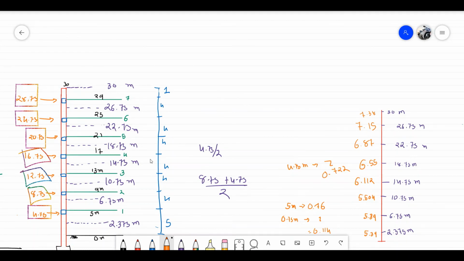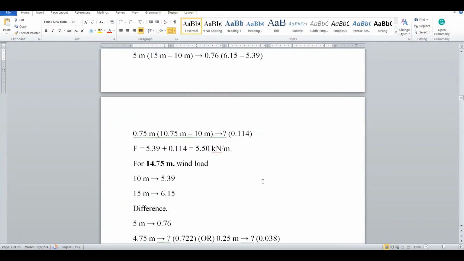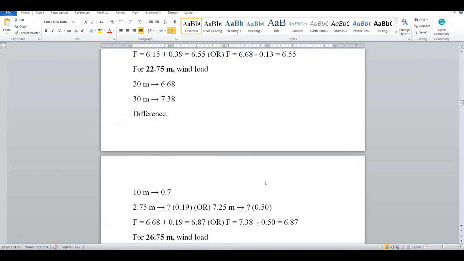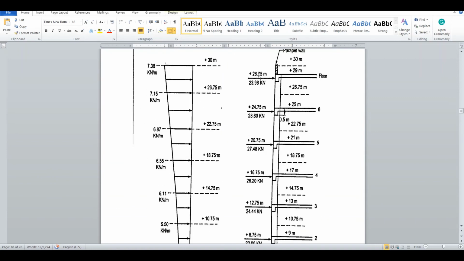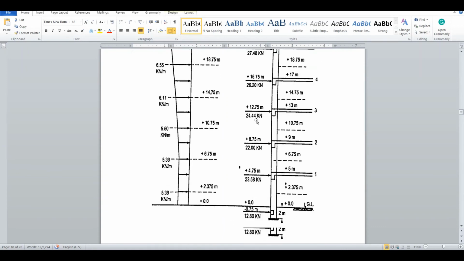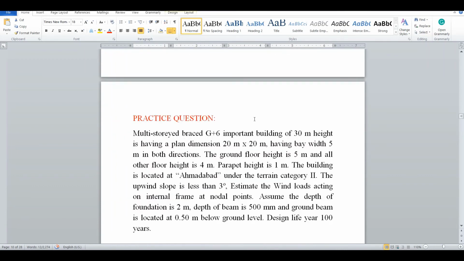And the height difference. So with all this data we can find out the nodal point force, and all the nodal point forces you can write here. So our example is completed.